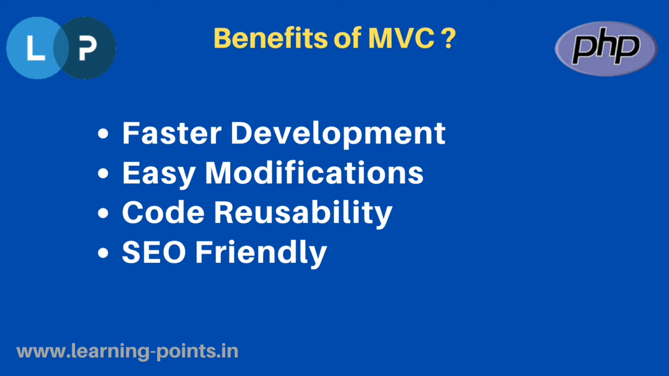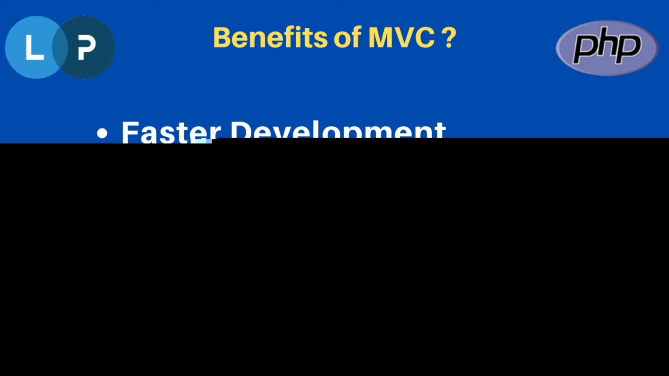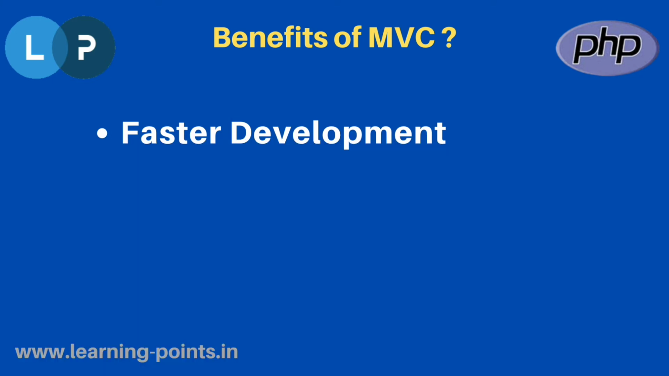So let's discuss how it works. First, faster development: it is easy for multiple developers to collaborate and work together. It supports rapid and parallel development. One developer can work on a view while at the same time another developer works on a controller. This way, compared to other approaches, MVC is more powerful and faster.